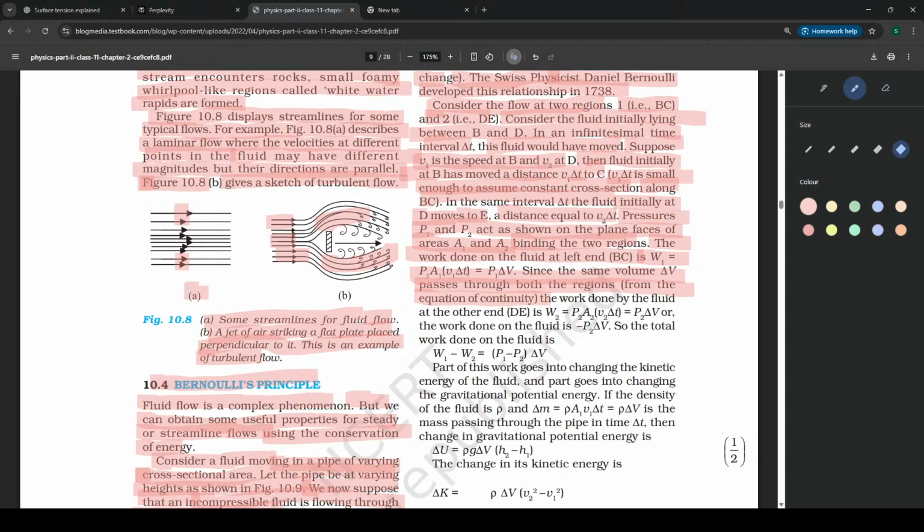From the equation of continuity, the work done by the fluid at the other end, DE, is W2, which is P2A2V2 delta t, which is equal to P2 delta V. Or the work done on the fluid is minus P2 delta V. So the total work done on the fluid is W1 minus W2, which is equal to (P1 minus P2) delta V.